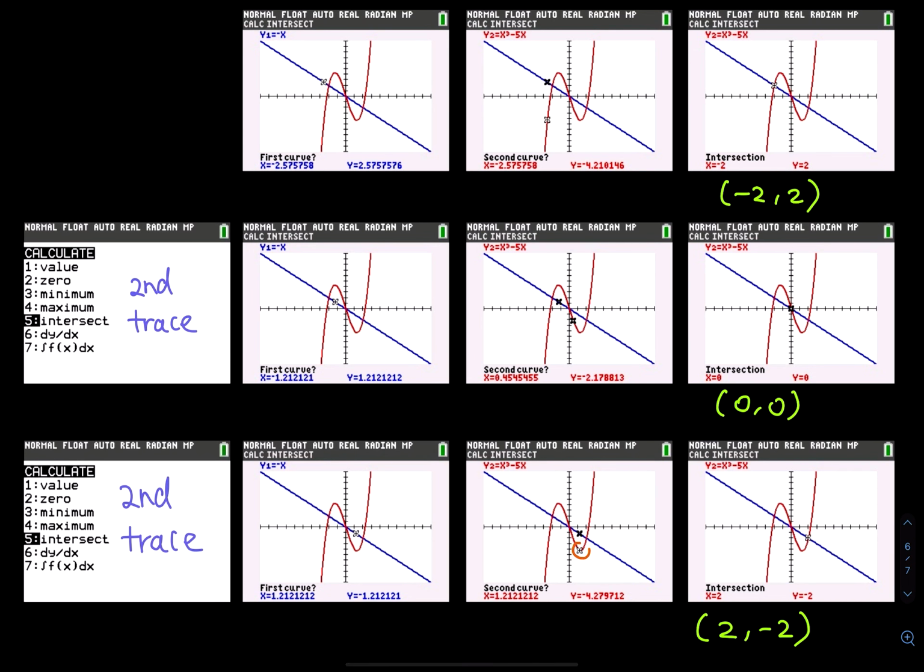Do you see that this is not really the right-hand side? It looks like the first mark and the second mark are at the same x value. It's not really the left-hand side and the right-hand side. Just place the two marks close to the intersection, and then the calculator can find the intersection for you.